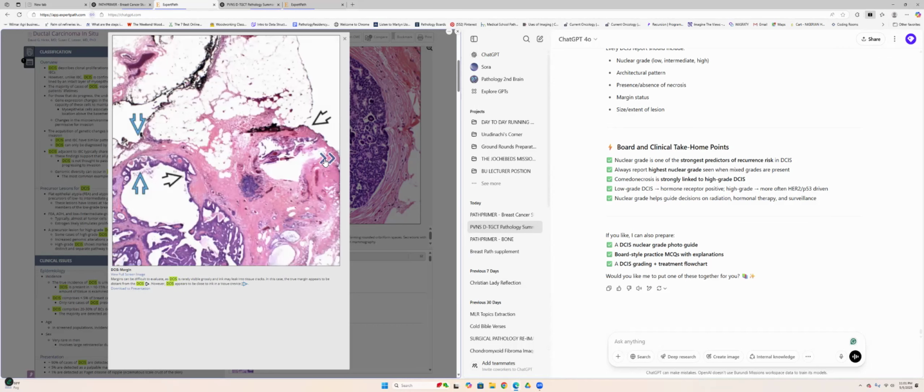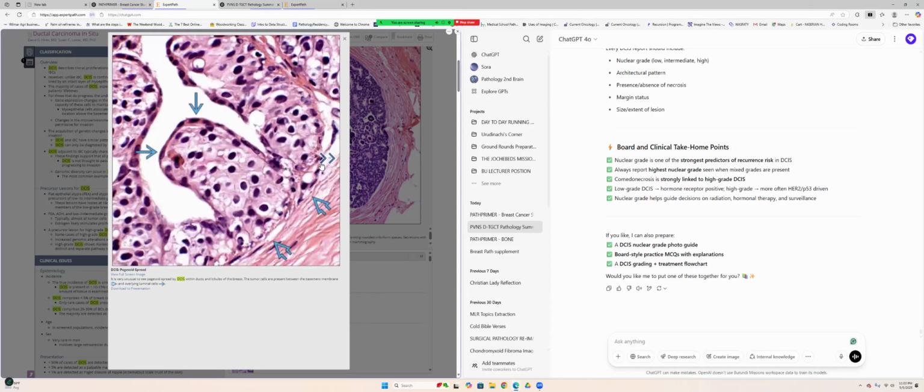Margin. Margins may be difficult to evaluate as this size is rarely visible grossly and ink may leak into tissue cracks. In this case, the true margin appears to be distant from the DCIS. However, these cells appear to be close to an ink in a tissue crevice. Pagetoid spread.